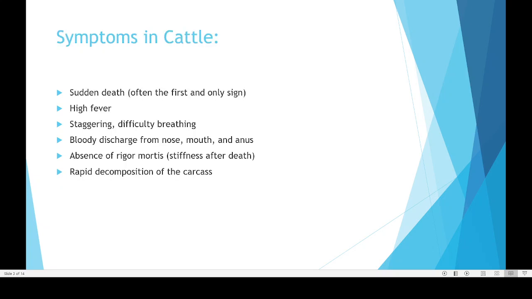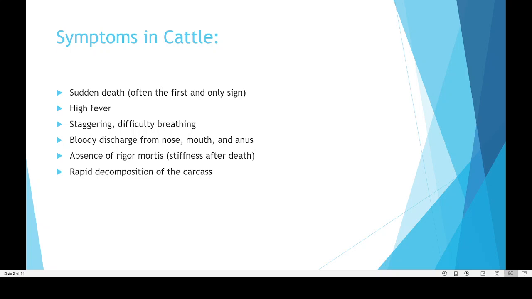Then what are the major symptoms of anthrax? One is sudden death, often the first and only sign. Only when the cattle is dying will people realize that it has some problem. Only during the examination will we be able to understand the reason for this sudden death.